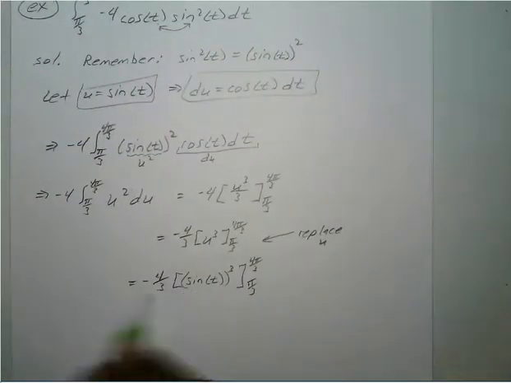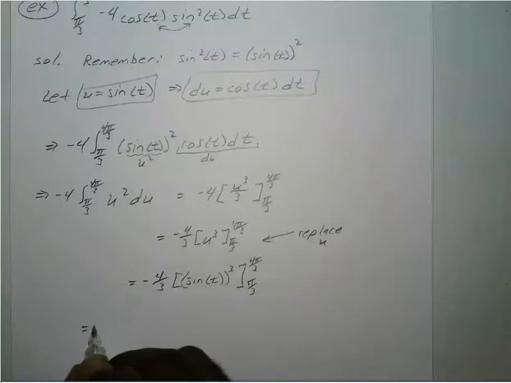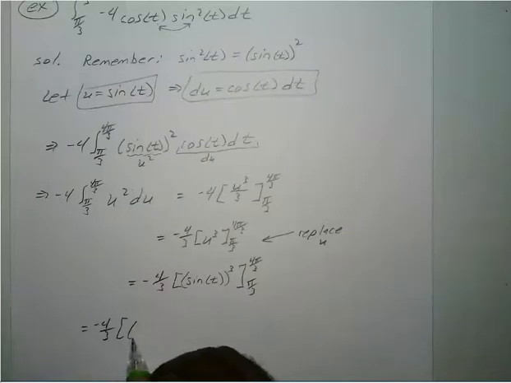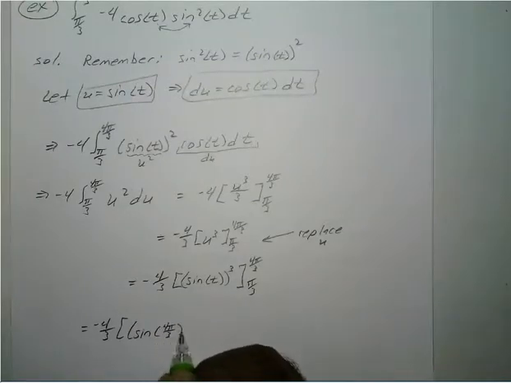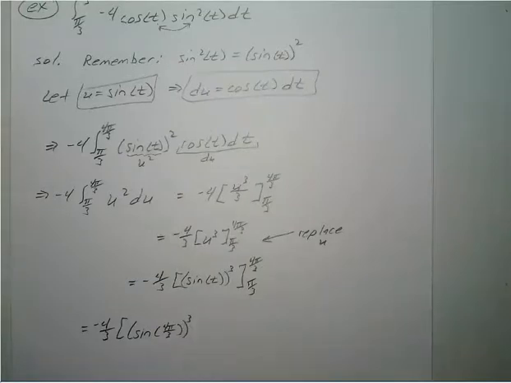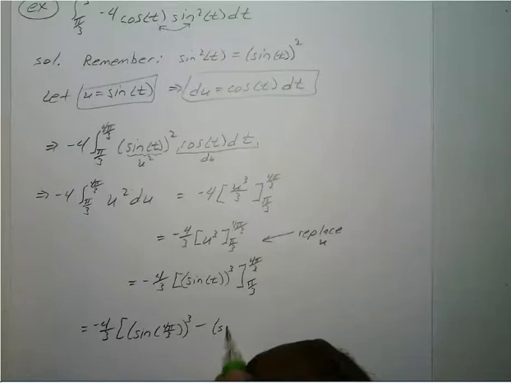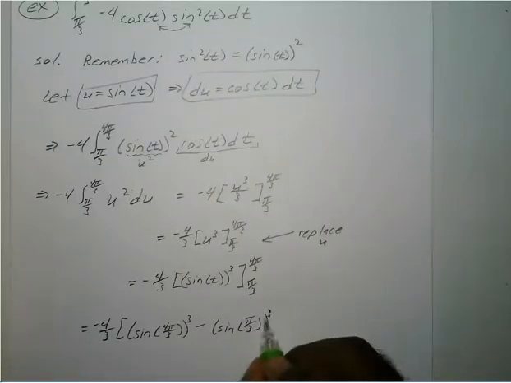Okay, so I'm just going to move this equal sign over a little bit. So you have -4 over 3. You plug in our 4 pi over 3. So that's sine of 4 pi over 3 to the third power. Minus, now we plug in our pi over 3. Sine of pi over 3 to the third power.